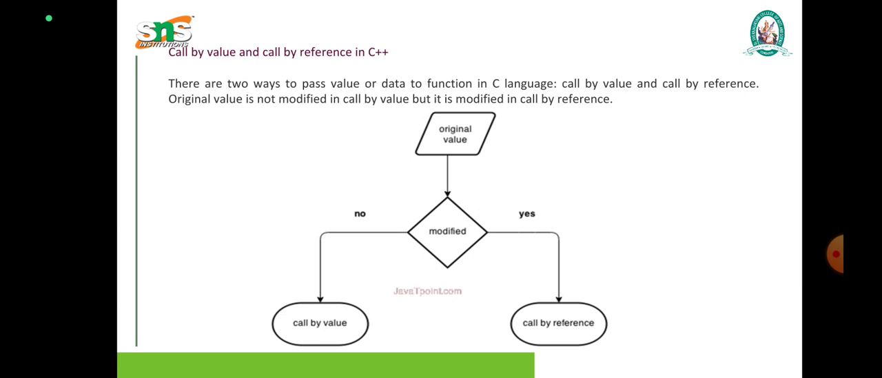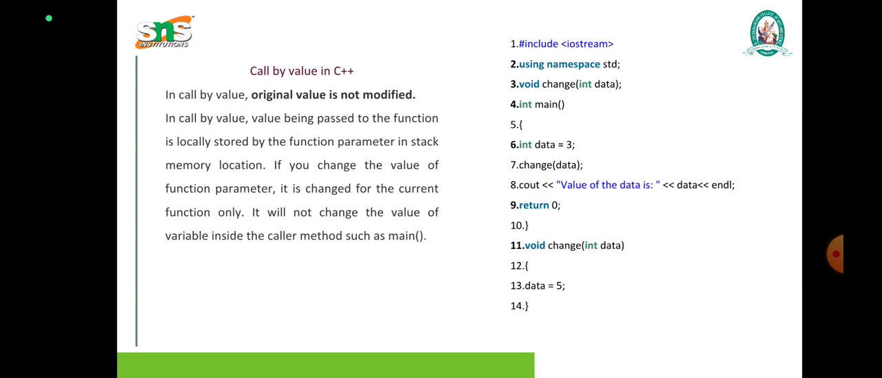Each and every time the value changes, it will be stored in the address, and when the address is called, the value will be changed. That is called call by reference. Now, call by value in C++. In call by value, the original value is not modified. The value being passed to the function is locally stored by the function parameter in a stack memory location. If you change the value of the function parameter, it is changed for the current function only. It will not be changed for the value of the variable inside the caller method, such as main.